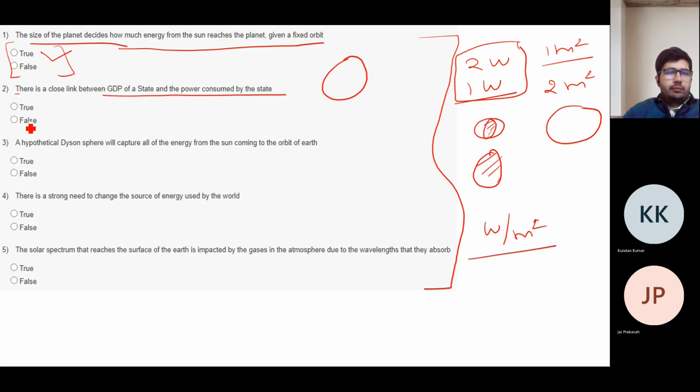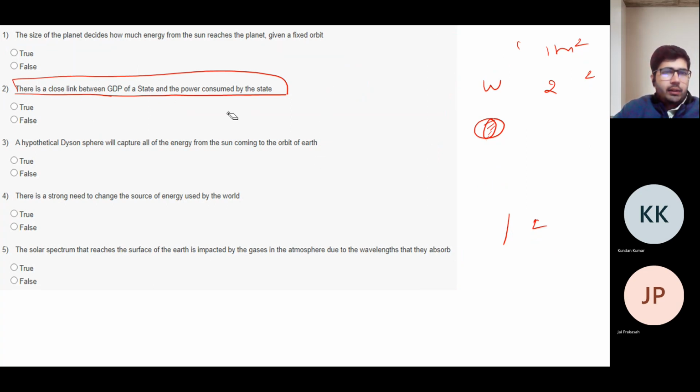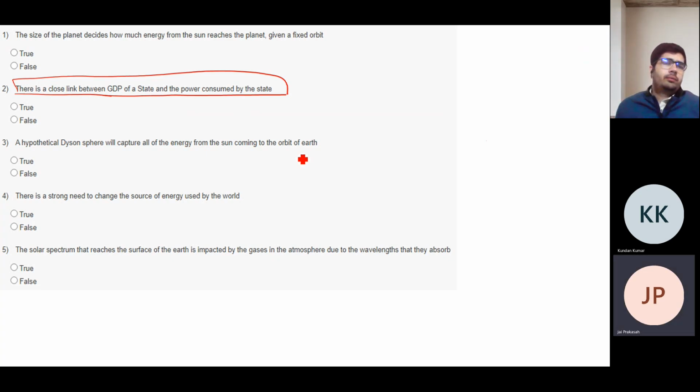So there is a close link between GDP increase of the state and power consumed by the state. I think in our first slide or second slide we have discussed this. So does anyone want to answer this question? Is this statement true or false?